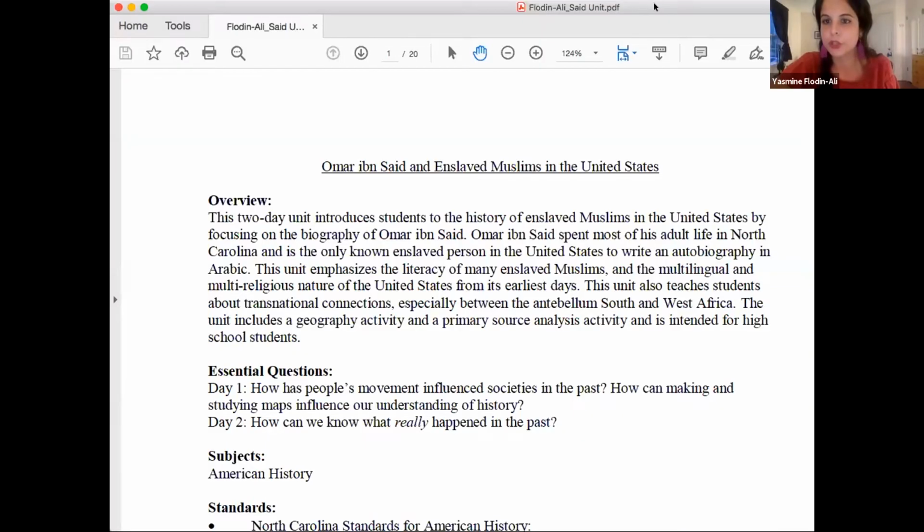So all of these units are intended for high school students in American history courses. If you have some very precocious middle schoolers, it's possible, but I would be impressed, just remembering myself as a middle schooler. But certainly I think 9 through 12, this is appropriate for. So we're going to start off, like Emma said, with the Omar ibn Said and enslaved Muslims unit. Omar ibn Said, as you'll learn, was a man who lived in North Carolina. So I'm really excited for more students across the state to be learning about him. I think he's a figure that a lot of students will be able to relate to and think about in ways that are really critical and interesting.